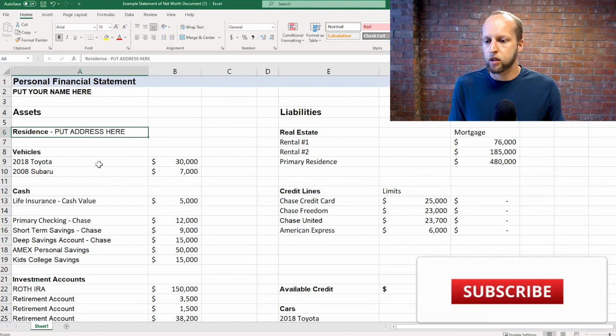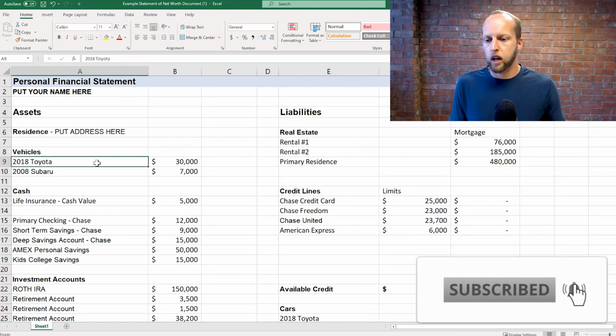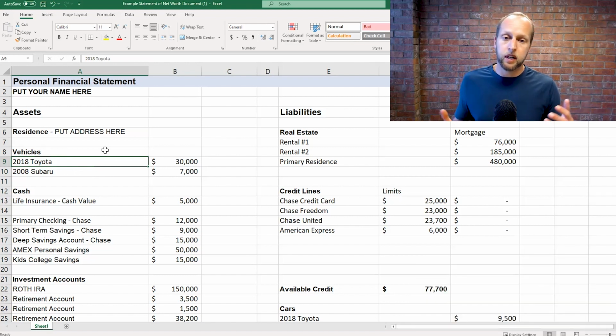So you can put in your address here. This is just a good working document for you. Vehicles, let's start there. So some people might say, hey, don't put vehicles on your statement of net worth. I think that it's worth putting on here. These values are usually a little bit higher, more substantial for you. Plus, if you had to sell it, you could sell it for the value and get that cash, or you're going to be trading it in for something else.